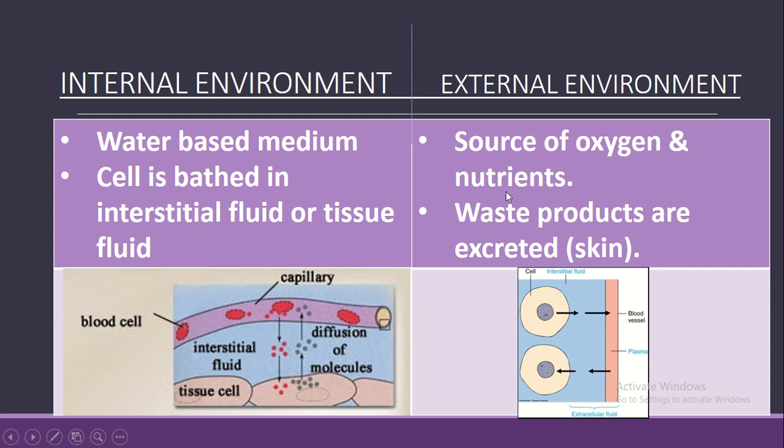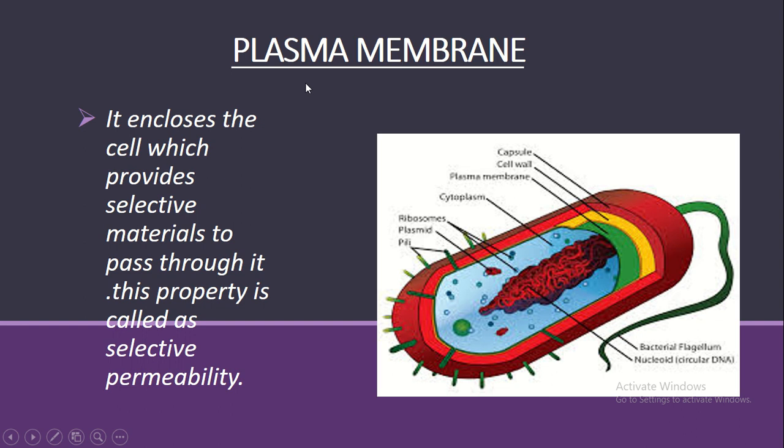Source of oxygen and nutrients. I am just writing the points and explaining everything, because we can't explain everything on a single slide. What we get from outside, like oxygen from the plants, that source of oxygen and nutrients is the external environment. And the waste products which are excreted, I am giving skin in brackets. Waste products, in the sense of urine or sweat or anything excreted out, belong to the external environment.